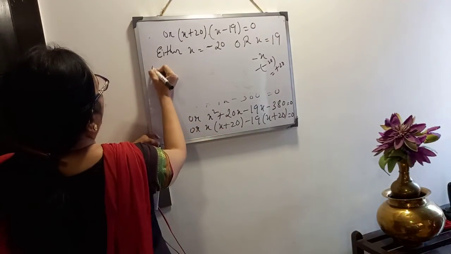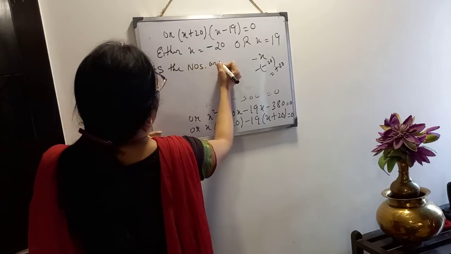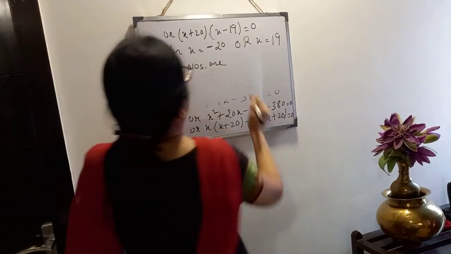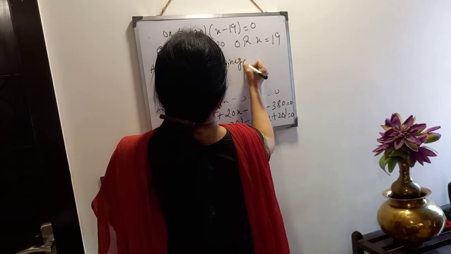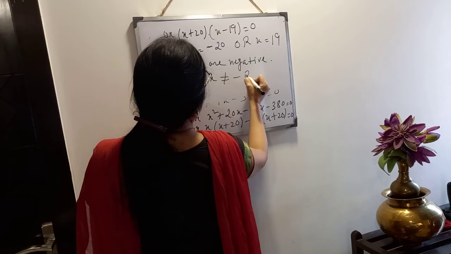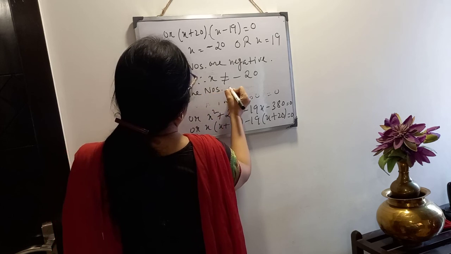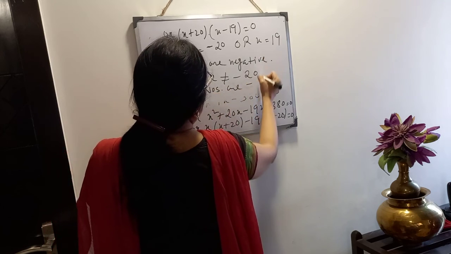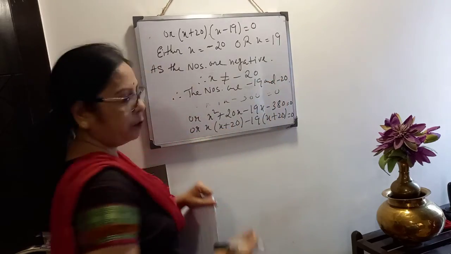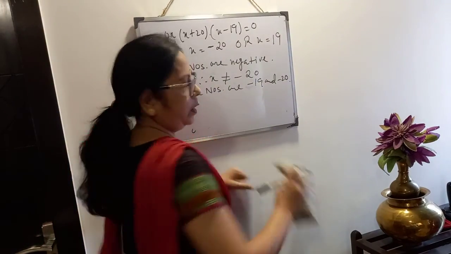So you have to write down, as the numbers are negative, therefore x not equals to minus 20. Therefore the numbers are minus x, which means minus 19, and minus x minus 1, which is minus 20. Clear? Now the next one you will get in the next video.